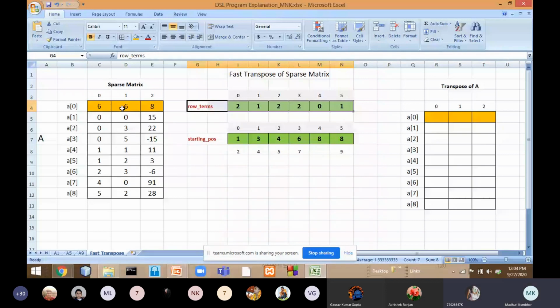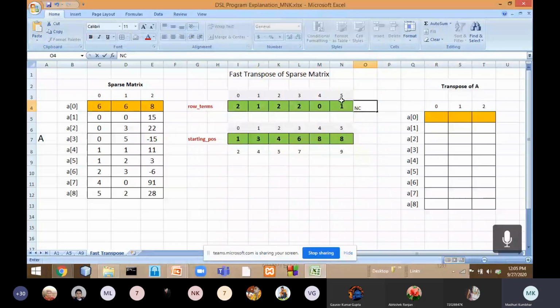Unfortunately, here both are 6, but this will be the total number of columns. Clear? That will be the size of your row terms array, and the starting position array size will be this array plus 1 generally. But some books have given it the same as the total number of columns. Are you getting my point? Even if you take it as plus 1 or equal, that doesn't affect a lot.